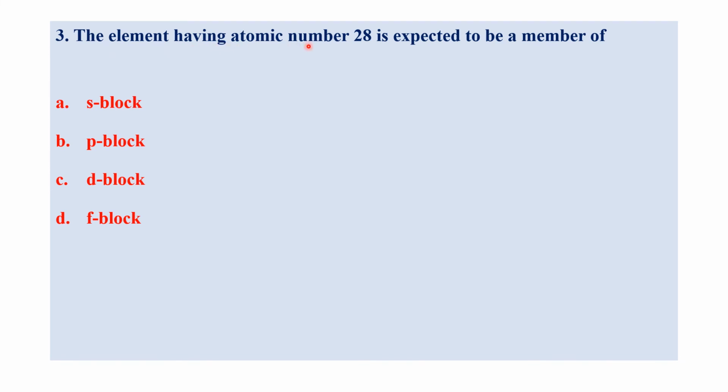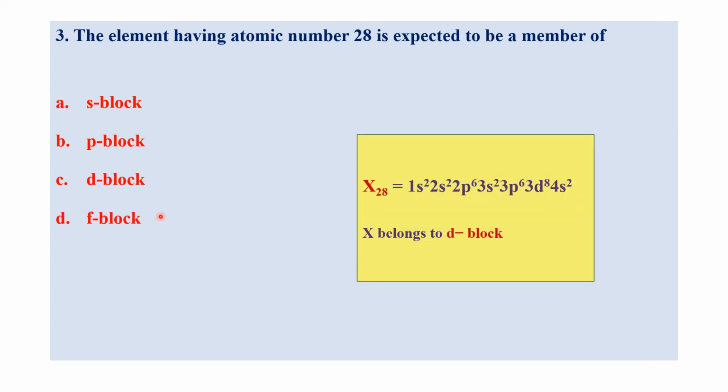The element having atomic number 28 is expected to be a member of S block, P block, D block, F block. So we will look at the information table for the electronic configuration of this element X, which has atomic number 28. If we look at the electronic configuration, it has 3d8. So it means that the d orbital is in the process of completion, and the elements in which d orbital is incompletely filled or half filled or in the process of completion are known as d block elements. So the element X belongs to the d block elements.